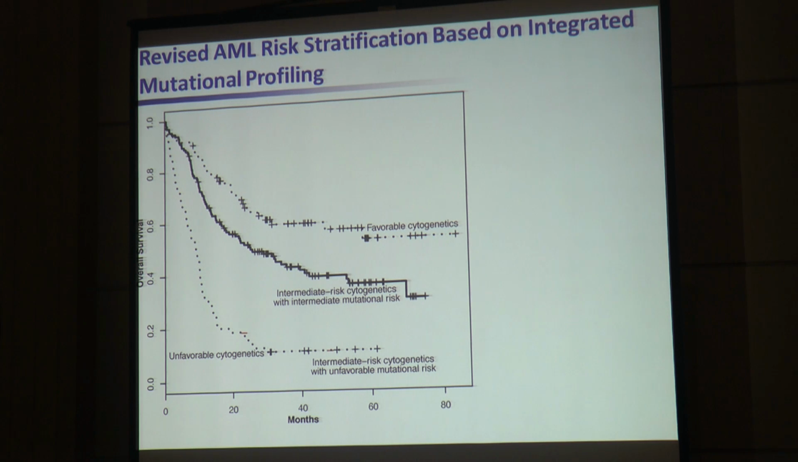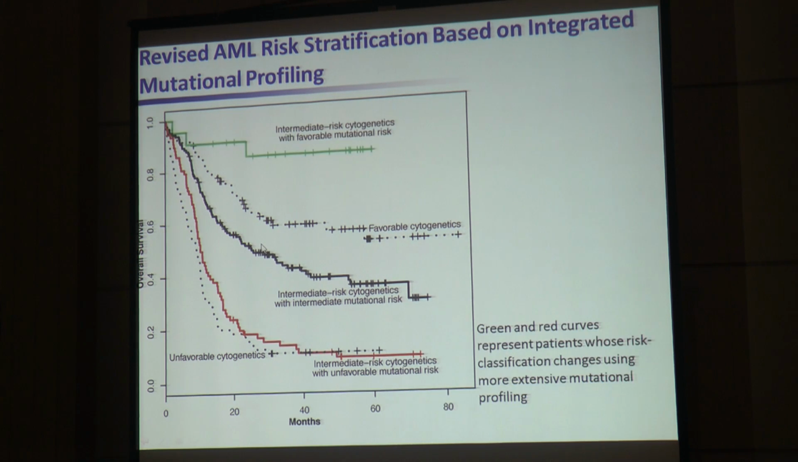If we use cytogenetics alone, FLT3, NPM1, and CEBPA, the patients from this cohort fall on one of three curves as listed here. If you add in further molecular profiling, we can discriminate patients which normally we would find to be on this curve, but instead could be all the way up here or down here. There are those that have intermediate risk cytogenetics with favorable mutational risk, and their outcome can even be superior to those that have otherwise favorable cytogenetics.